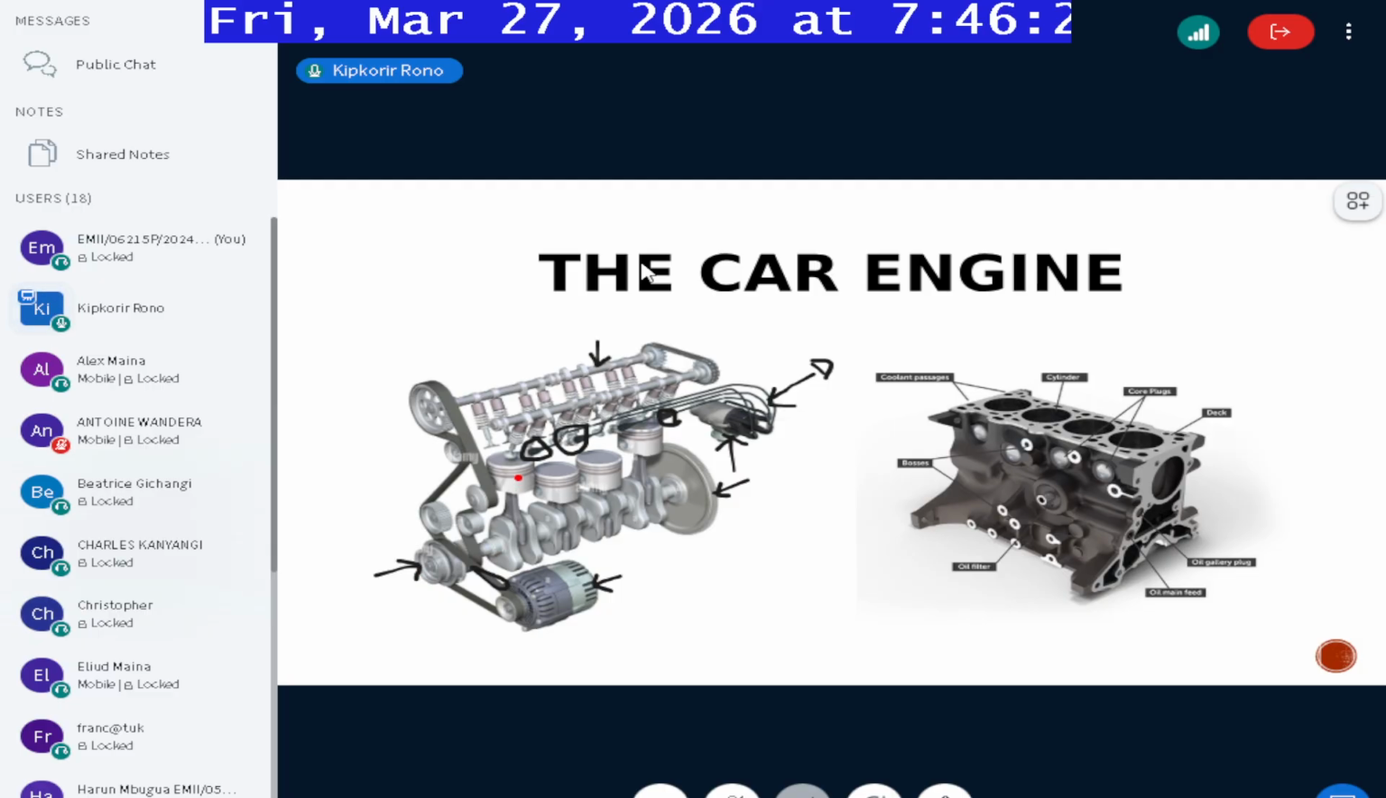And the way we normally number the cylinders, or even the pistons, is this way: 1, 2, 3, 4. Even when doing assembly, you normally have to follow that sequence. It's very important that you follow that sequence. So this is the front end of the engine. Well, this is the rear end of the engine.